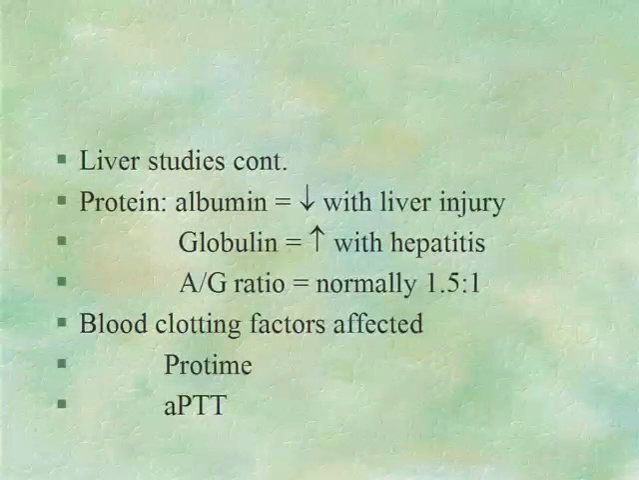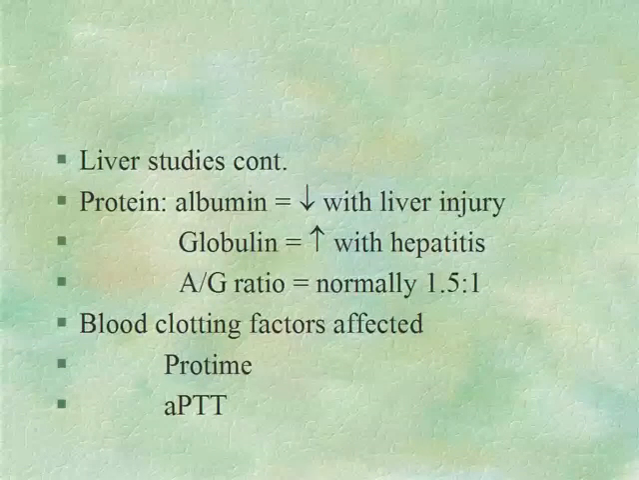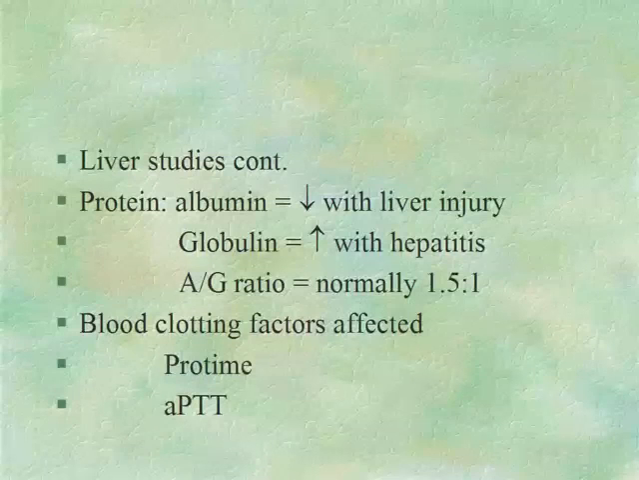More liver studies, your protein. Your albumin will be low with liver injury, and your globulin will be increased with hepatitis. Your AG ratio is normally 1.5 to 1. You have more albumin than you do globulin. That will reverse if you have chronic liver disease. Blood clotting factors are also affected because they're produced by the liver. Your ProTime will increase with cirrhosis or vitamin K deficiency, and your APT will increase with severe liver disease.